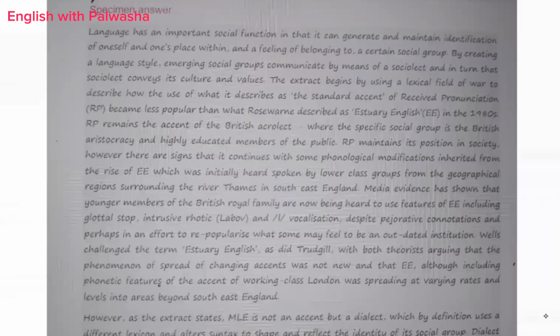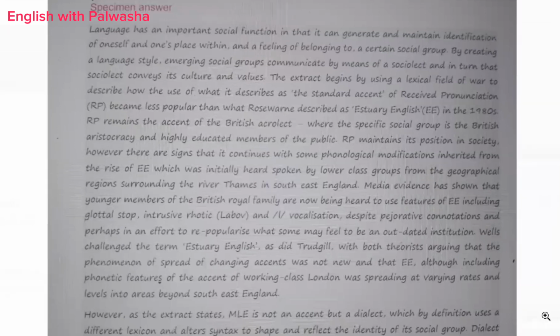The actual response of this question was: language has an important social function in that it can generate and maintain identification of oneself. See, I told you the same thing. The extract begins by using a lexical field and it goes on. RP maintains its position in society. However, there are signs it continues with some phonological modifications inherited from the rise of double E. We are going to use these short forms in a continuous manner. We're not going to use estuary English again and again. This is the way of using fewer words and more knowledge.